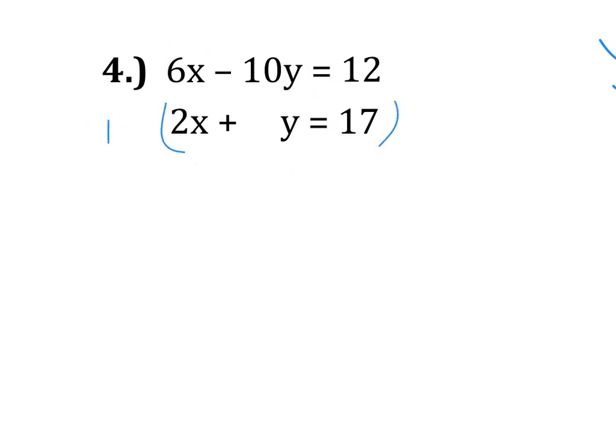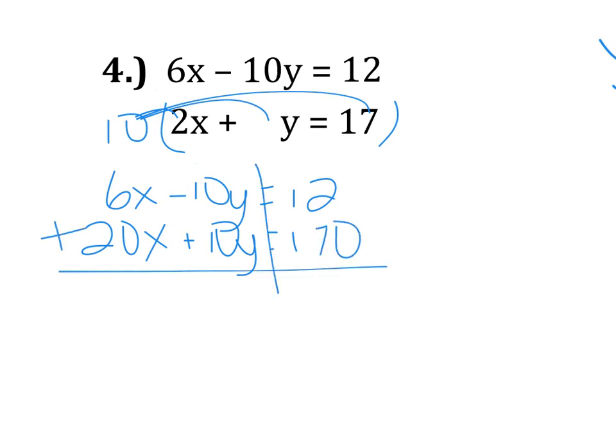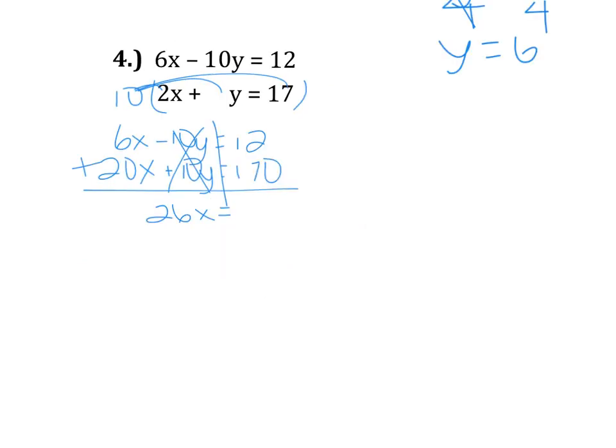Since I find that people make mistakes when we multiply by negatives, I'm just going to keep it with a nice 10, and then that way we can add things together so the top equation stays exactly the same. The bottom equation, all 3 parts get multiplied by 10, so we have 20x plus 10y now equals 170. And now when we add them together, our y's are gone. We have our 26x now equals 182. And then we can divide both sides by 26.